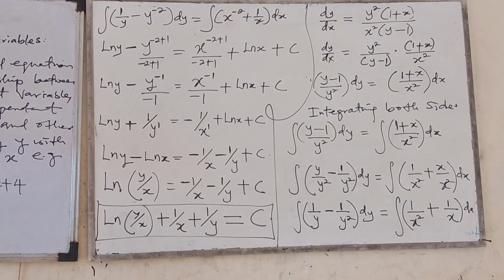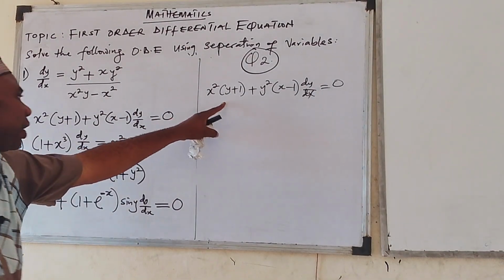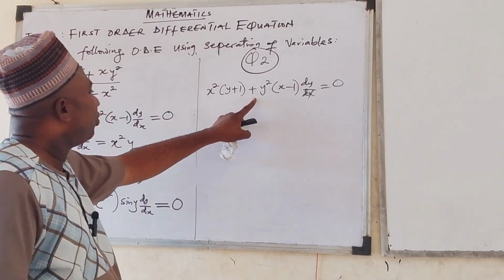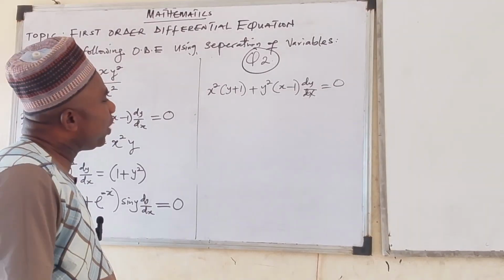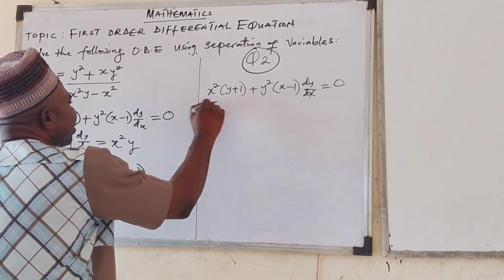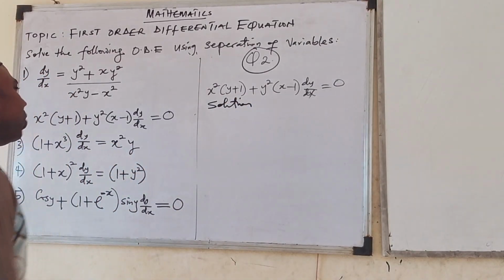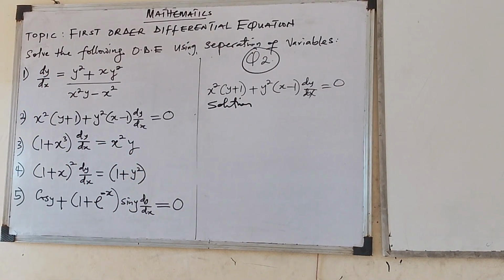Now I want us to look at question number 2. We have x squared (y plus 1) plus y squared (x minus 1) dy dx is equal to 0. Now solution. So remember we are still using the separation of variables method to solve the equations.